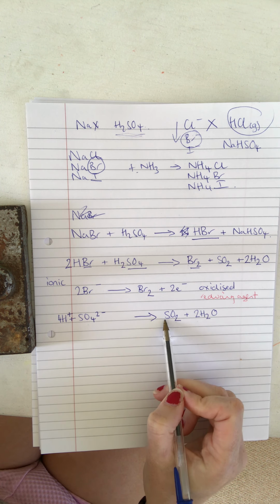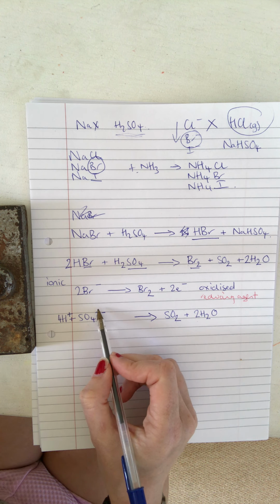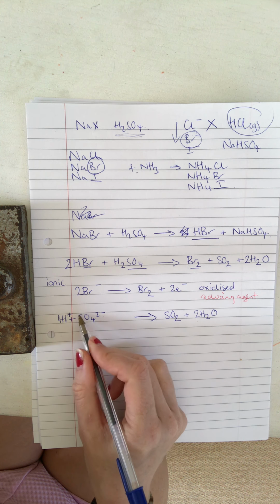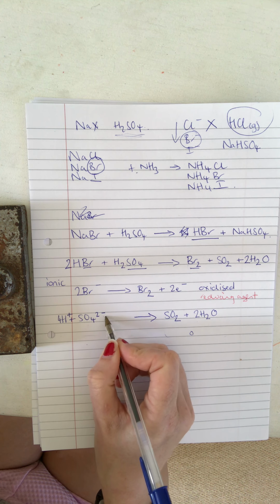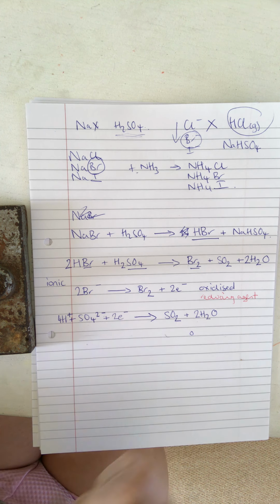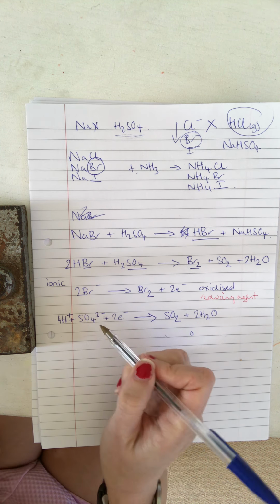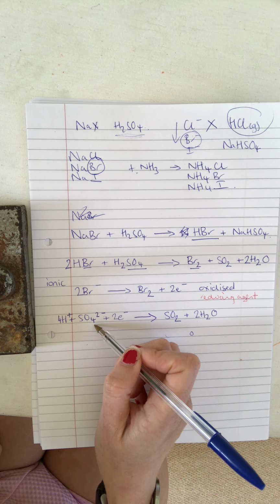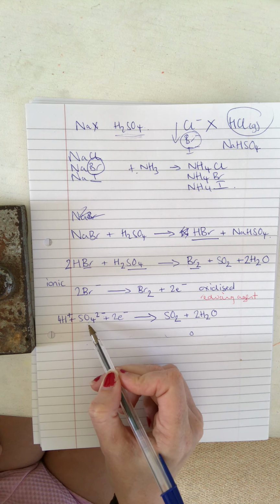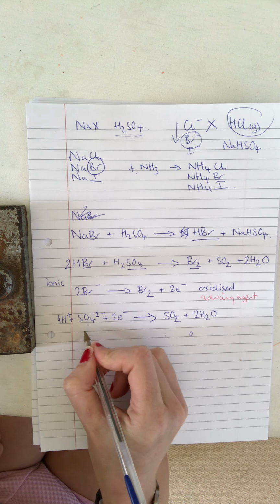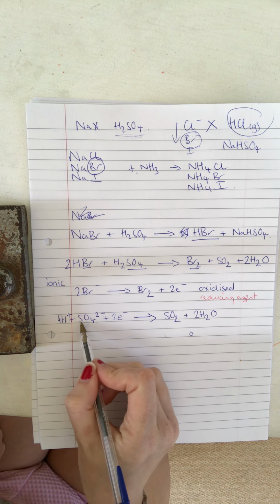And now we need to finally balance our charges. Once our atoms are balanced, we've got 4H plus on this side, 2 minus, so an overall charge currently on this side of 2 minus, overall charge on this side of 0. So we're going to need another 2 electrons on that side. So our sulfate ion here has been reduced, it has gained electrons, therefore it itself has acted as an oxidizing agent.